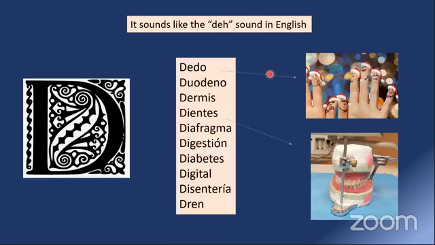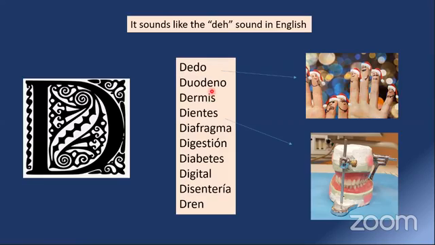Next one here, letra D. Letra D sounds like D. A couple of things here. Dedo means fingers. So we said dedo for the hands, but we also say dedo for the feet. I know you have fingers and toes. In Spanish, we have dedo for the fingers and also dedo for the toes. Dedo de la mano, mano is hand, dedo del pie, for the feet.